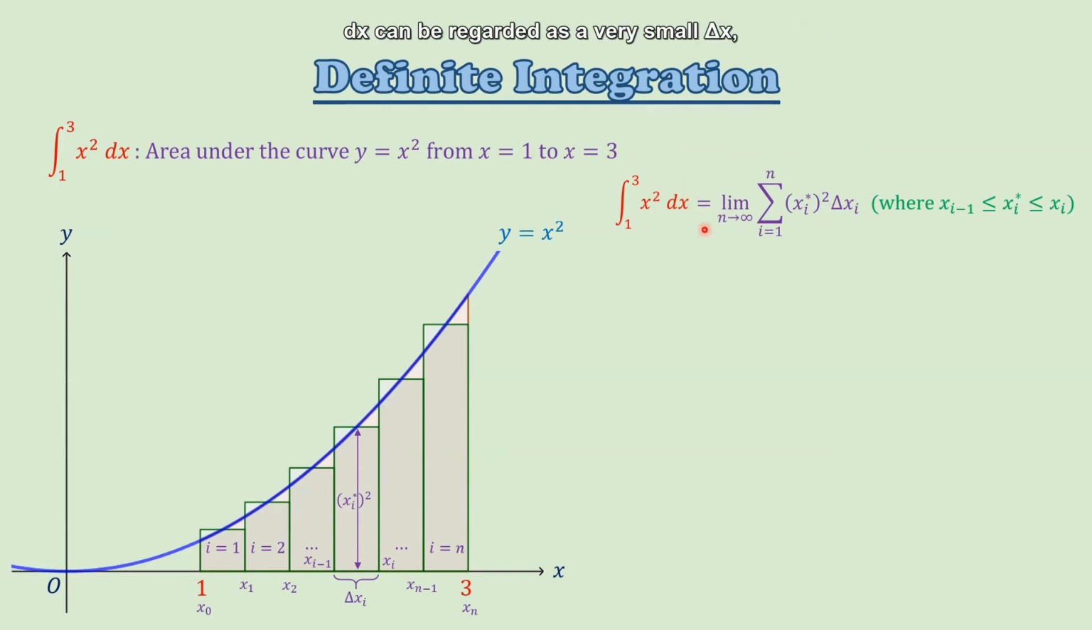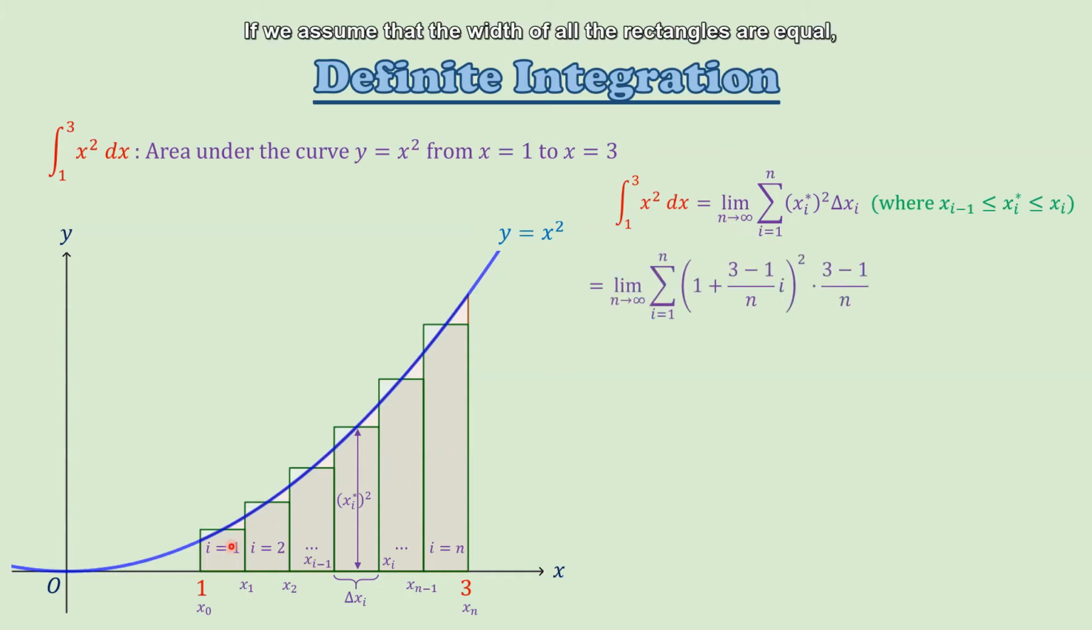Once we can understand this limit notation, then we can understand why this notation makes sense. dx can be regarded as a very small delta x, and x squared dx can be treated as the area of a small rectangle. And this means that we're going to find the sum of the areas of all the small rectangles.